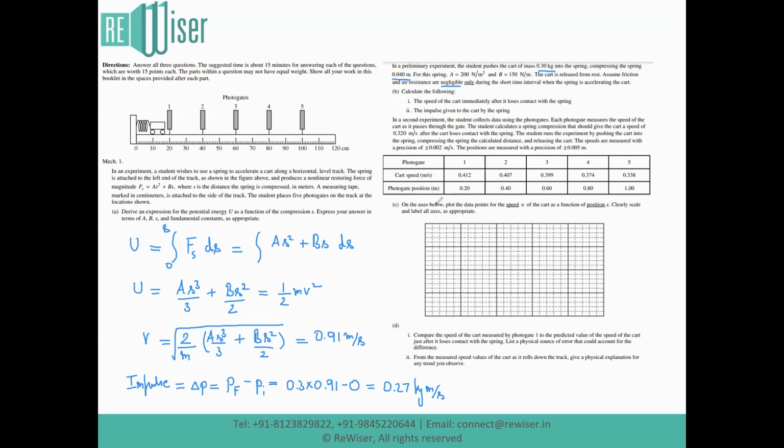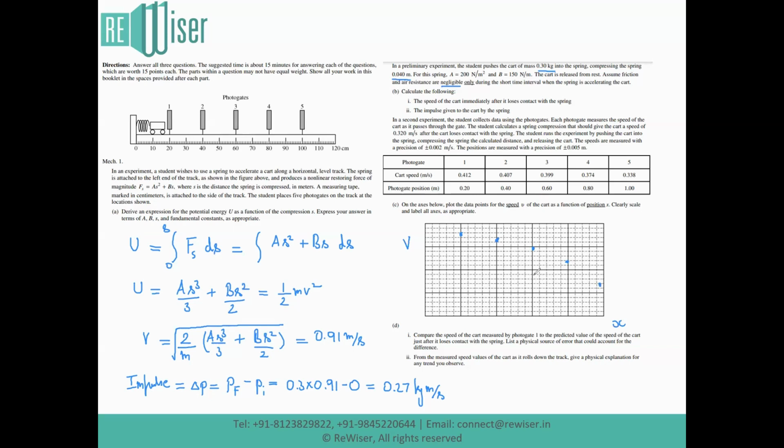Now, on the axes given below, plot the data points for speed v of the cart as a function of position x. Clearly scale and label all the axes as appropriate. So the photo gate positions we'll take as 0.2, 0.4, 0.6, 0.8, and 1. The speeds are approximately 0.412, 0.407, 0.399, 0.374, 0.388. So this is how we approximately get the graph.